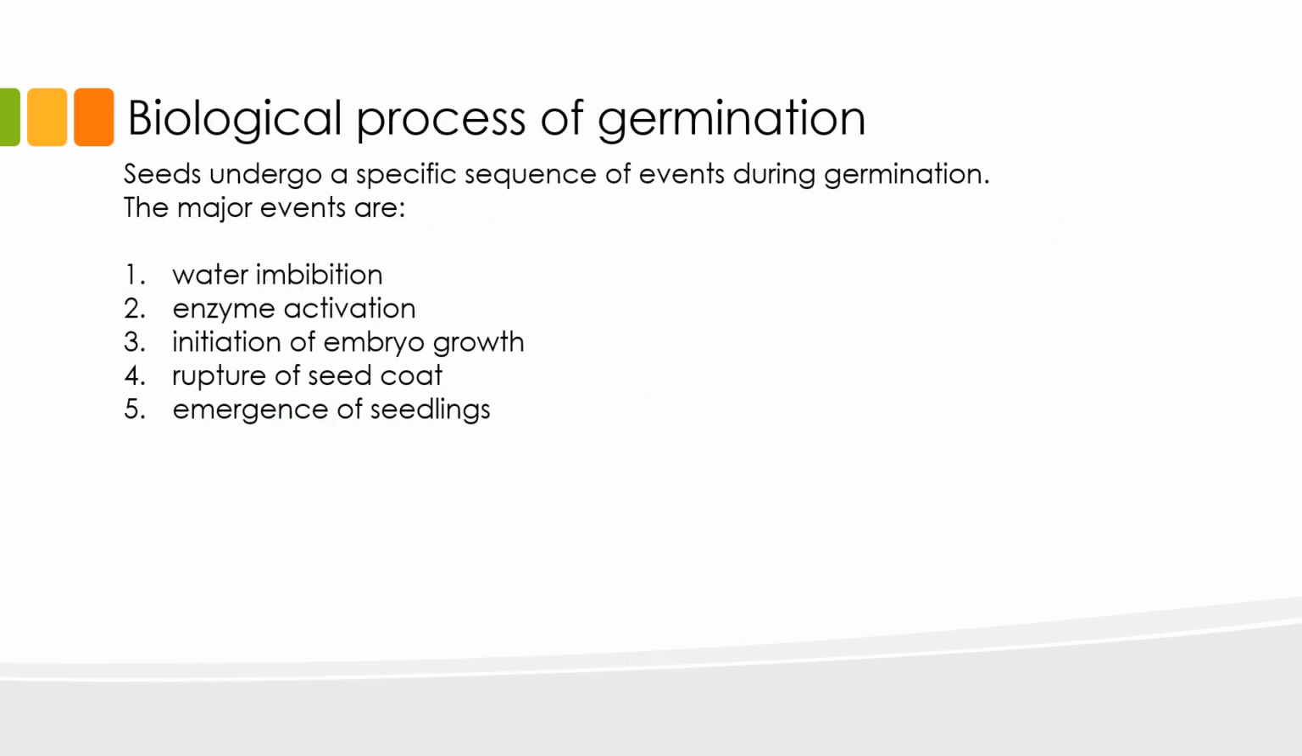During germination, seeds follow a specific sequence of events starting from imbibition. This is followed by enzyme activation, initiation of embryo growth, rupture of seed coat, and finally the emergence of seedlings. We will now define each of these physiological processes, beginning with imbibition.